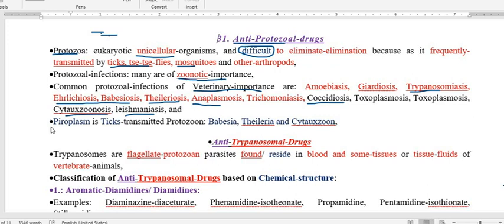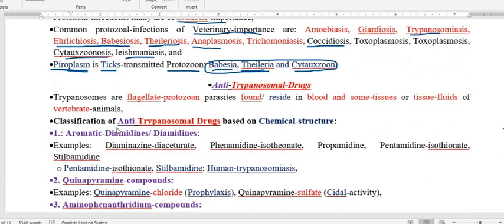Regarding anti-piroplasmic drugs, first we have to know what piroplasm is. Piroplasms are the protozoa which include Babesia, Theileria, and Cytauxzoon. These three genera are included in piroplasms, and they are transmitted by ticks.